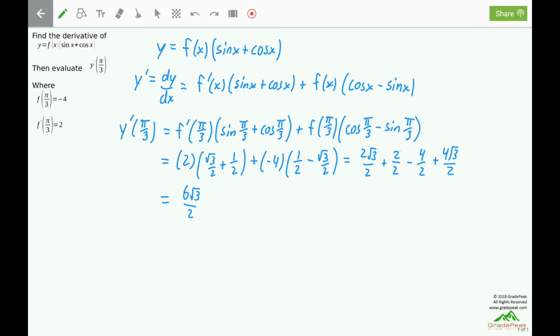And we have two terms that don't have a root 3 with them. A 2 over 2 minus a 4 over 2. 2 minus 4 is a negative 2 over 2. And each of these can reduce by a factor of 2. The first one, the 2 divides into the 6 to give us 3, so we will have 3 root 3. And then minus 2 over 2, which cancels to give us a 1, so minus 1. 3 root 3 minus 1.